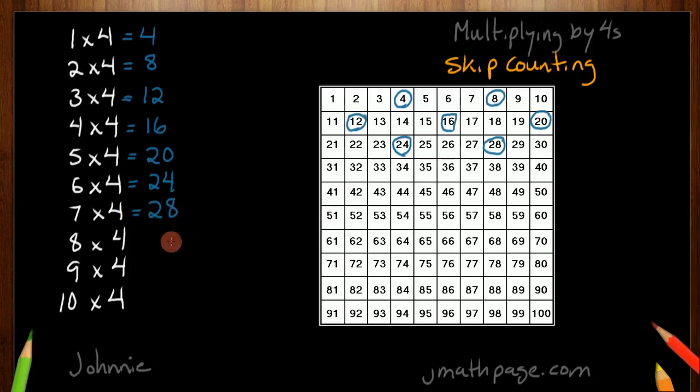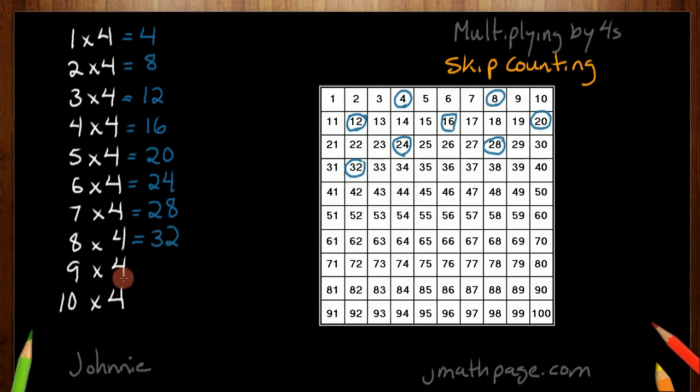What about the next one? Skip count by 4 8 times. 1, 2, 3, 4, 5, 6, 7. Let's add another one now. 1, 2, 3, 4. That takes us to 32. So we can say 4 skip counted 8 times, or 8 times 4, gives us 32.